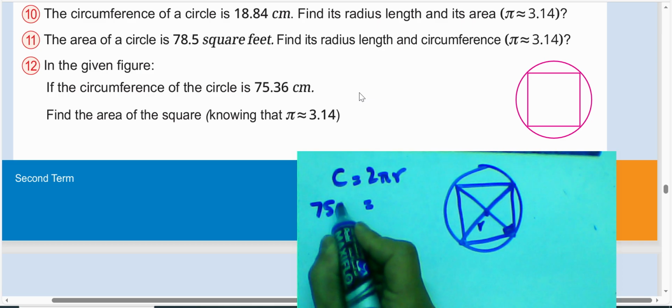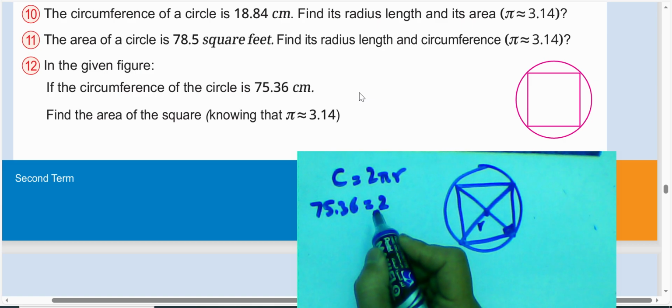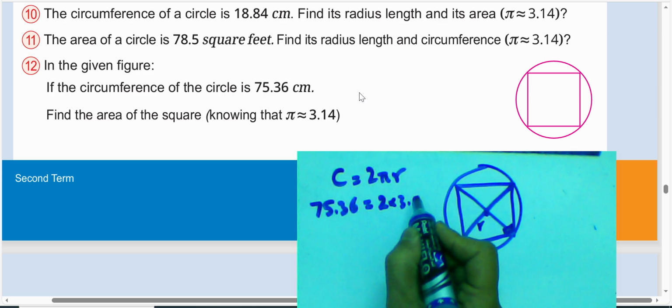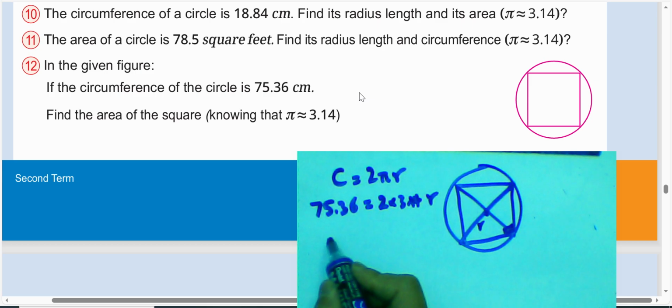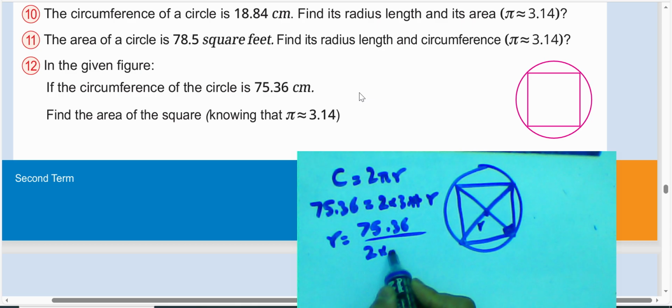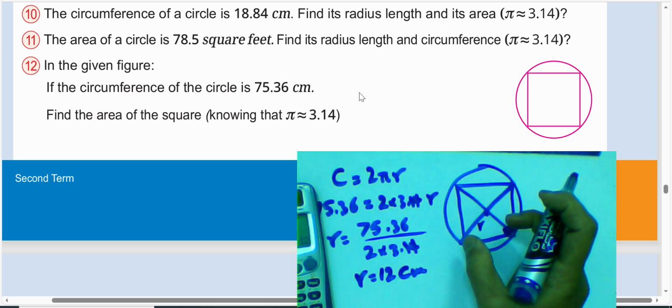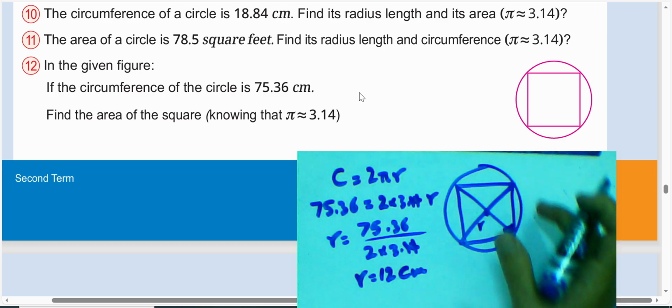75.36 equals 2 times r times pi. Pi was 3.14. The radius equals 75.36 over 2 times 3.14. You can write 75.36 divided by 2 times 3.14. Then the radius will be 12 centimeters. We found the radius of the circle.